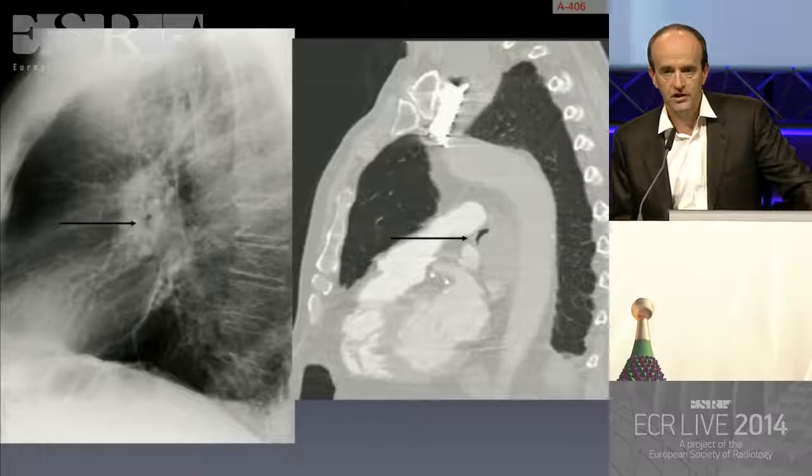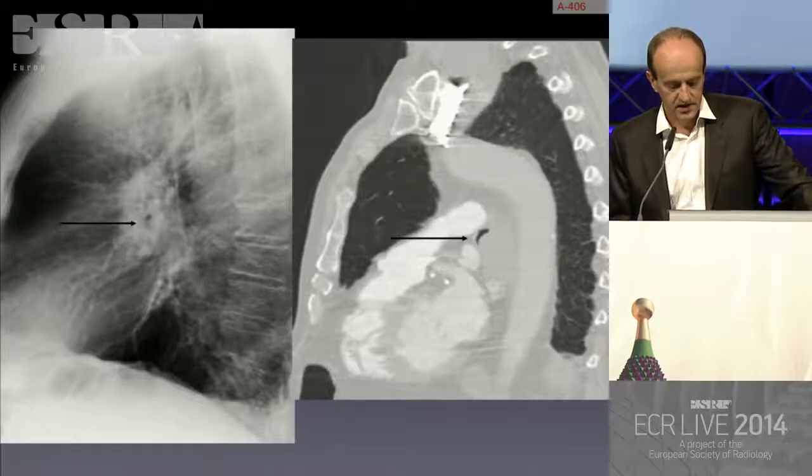We have shown you a case previously with an air crescent. Air crescents are not normal in the chest. And here we do have an air crescent. And the question would be, where is this lesion? In the right or in the left main stem bronchus?